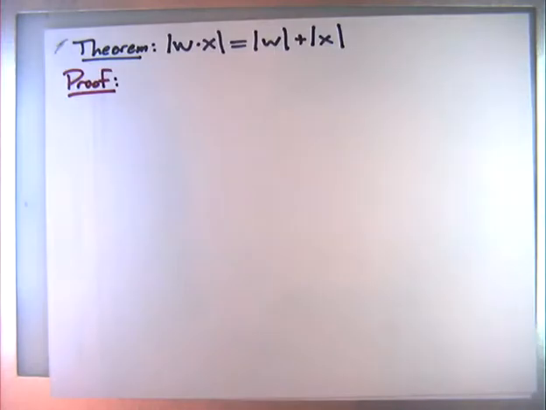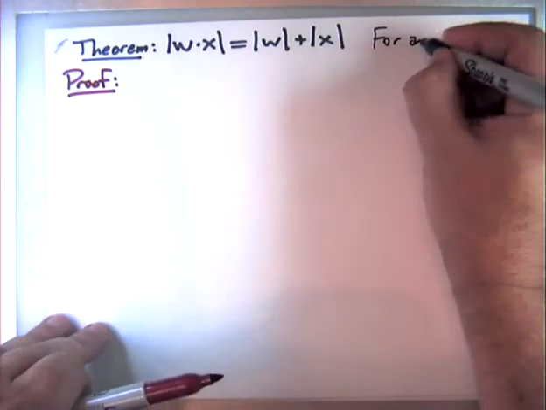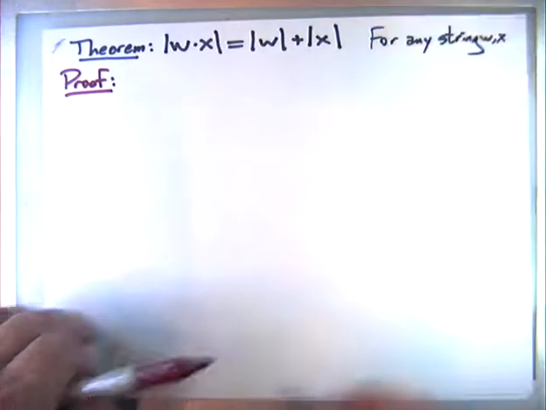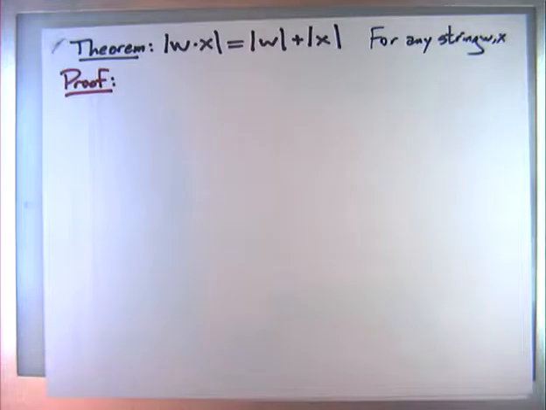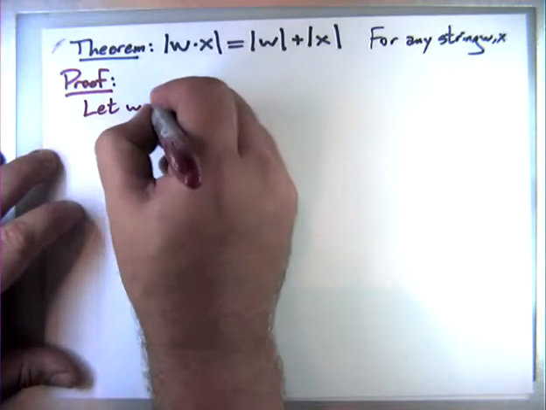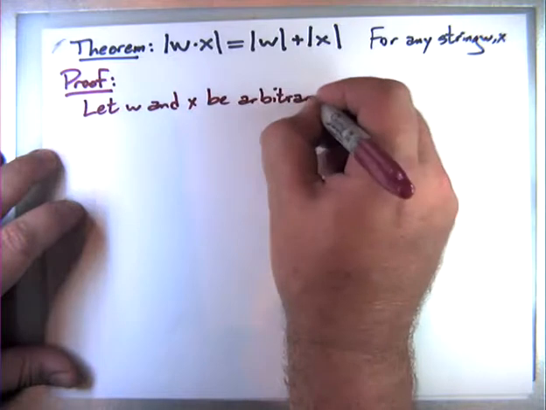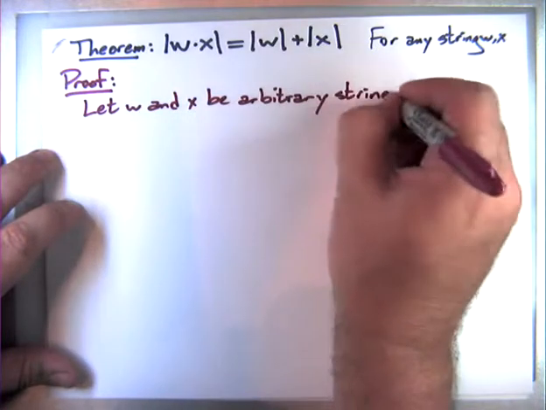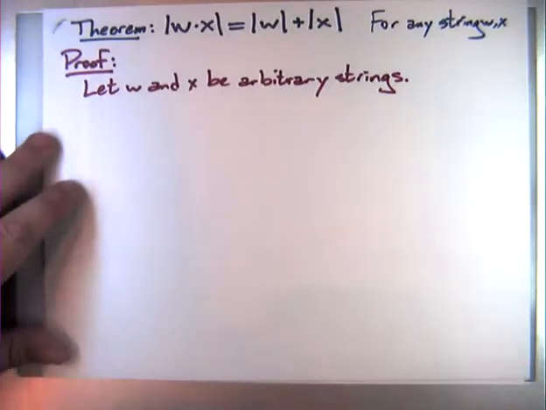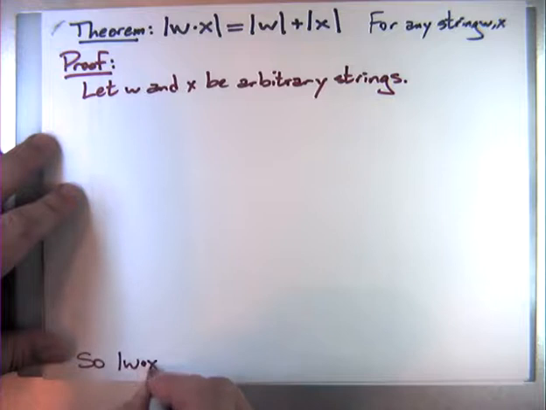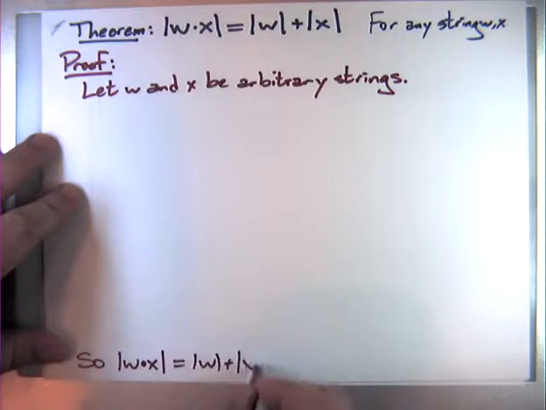Now I've got 2 strings here. Any 2 strings, W and X. So what is the first line of the proof? Let W and X be arbitrary strings. And what's the last line of the proof? So W dot X, the length is length of W plus length of X. Okay, good.